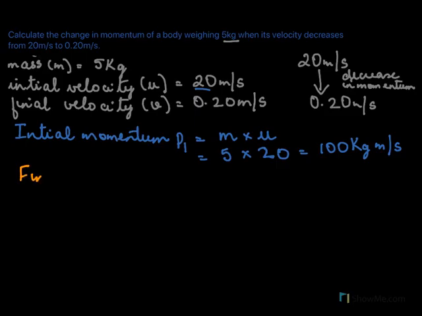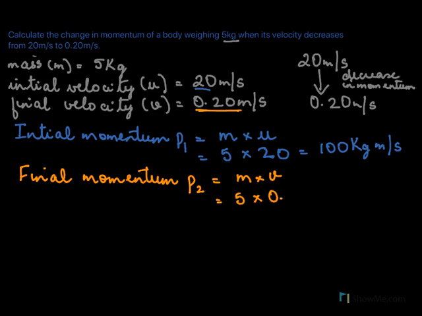Now for final momentum, which is P2, it is mass into final velocity. This is our final velocity. So mass is 5, final velocity is 0.20. That will be 1 kg meter per second.